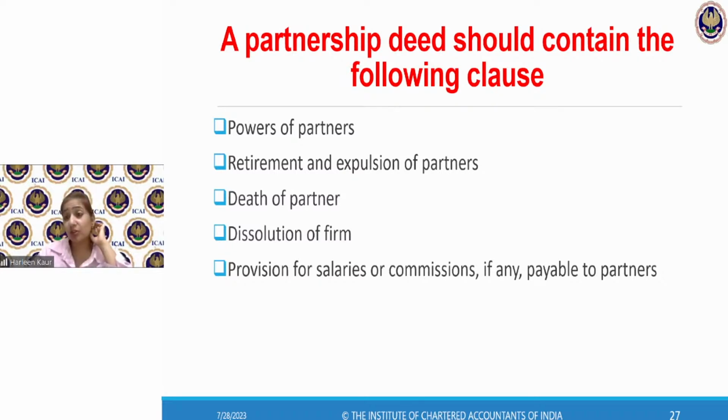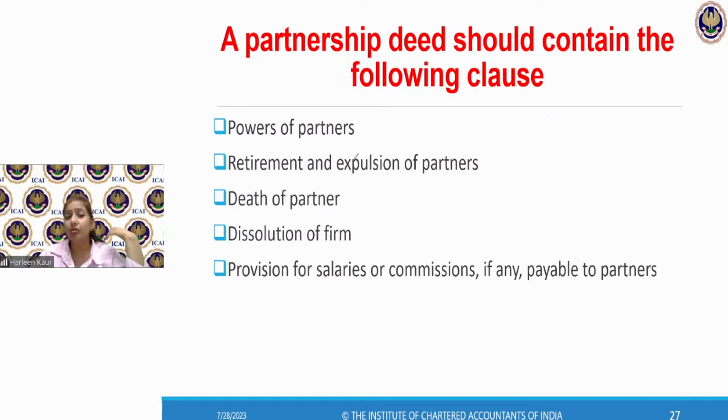What do you understand by powers of partners? How much power has been given to the partners? How much borrowing power do they have? How much can they purchase? How much loan can they take? So whatever powers and rights they have decided to give to the partners should also be included. Here comes your point about retirement and expulsion.